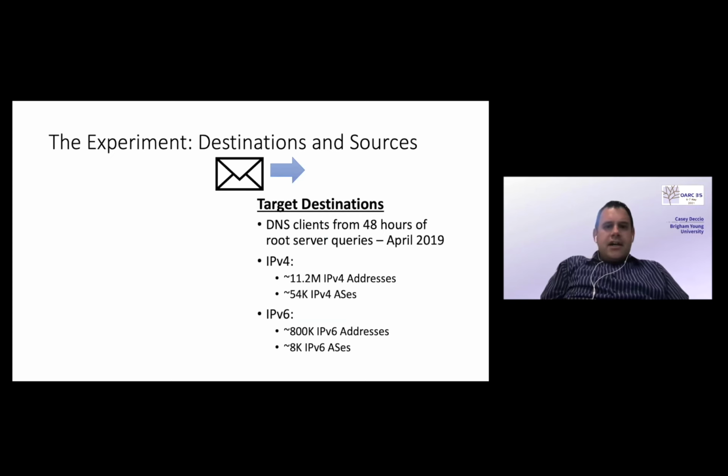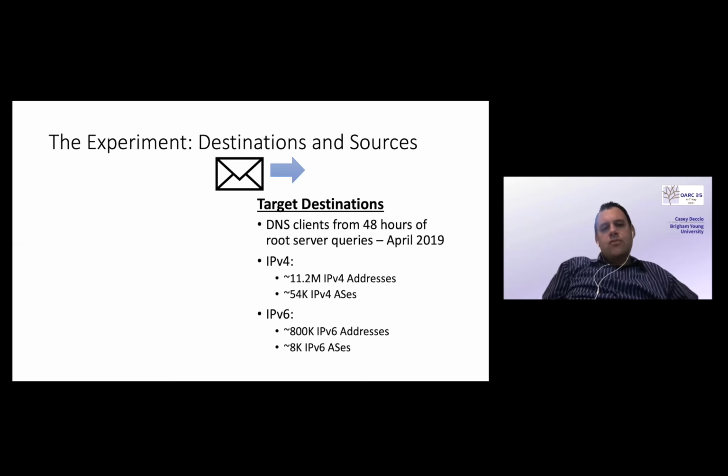In terms of identifying the target destinations and the sources we used, first of all, we used DNS clients that were extracted from 48 hours of root server queries in April 2019. From these queries, we extracted about 11 million IPv4 addresses from about 54,000 autonomous systems, and about 800,000 IPv6 addresses from about 8,000 IPv6 autonomous systems.